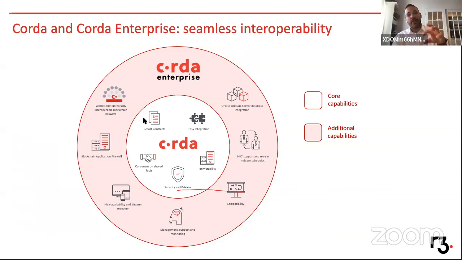Corda open source is everything that you build on open source, you can run on Enterprise. What does Enterprise give you that you don't get in Corda open source? What it gives you is really tools to run Corda in a production enterprise environment. And what does that mean? It means all the non-functional components of Corda.